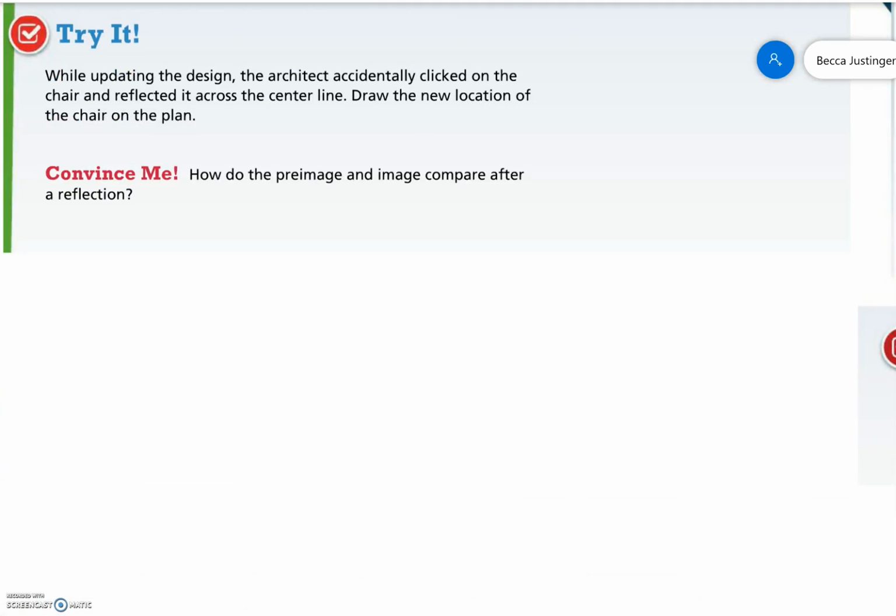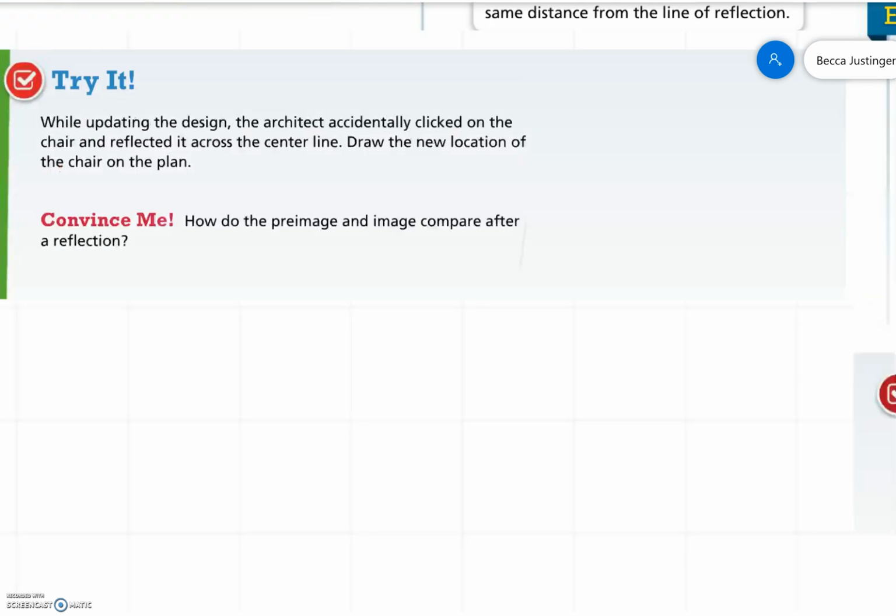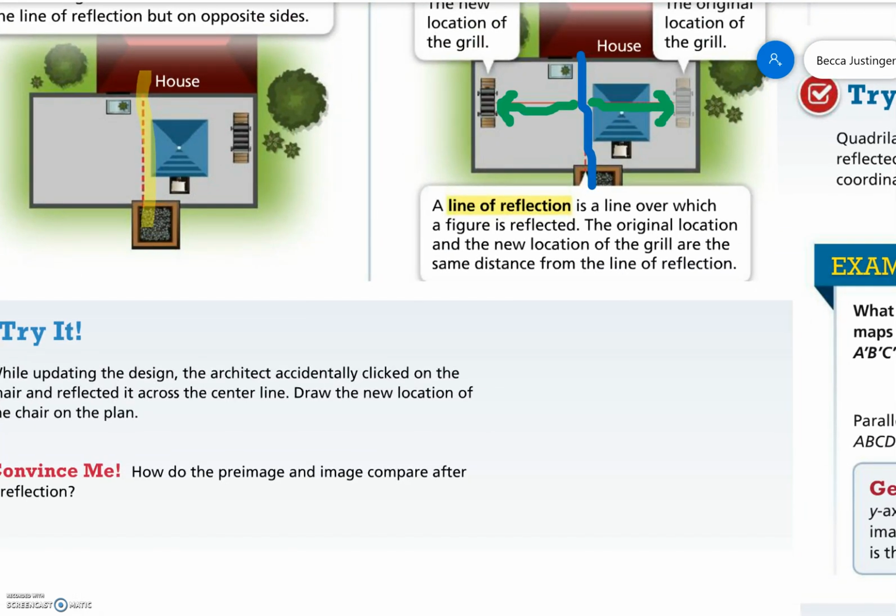Updating the design, the architect accidentally clicked on the chair and reflected it across the center line. Draw the new location of the chair on the plan. Alright, so we see our chair. We want to reflect it. So if the chair is this far away from the line of reflection, we only go that far away on the other side, and we can draw our chair.